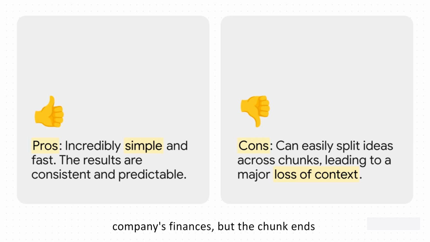Imagine you ask a chatbot about a company's finances, but the chunk ends right after "our revenue was $1 million" and cuts off the part that says, "but our net loss was $2 million." See the problem? That inflexibility is its real Achilles heel.